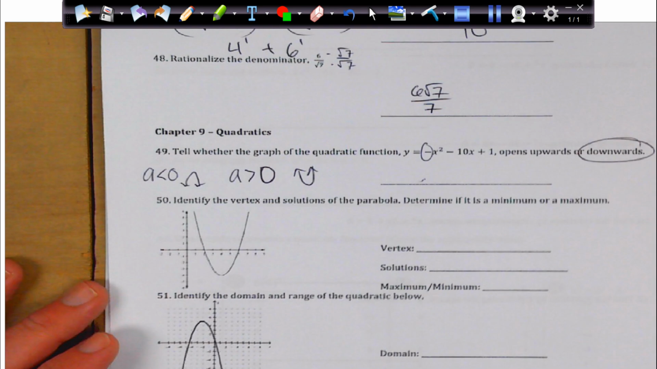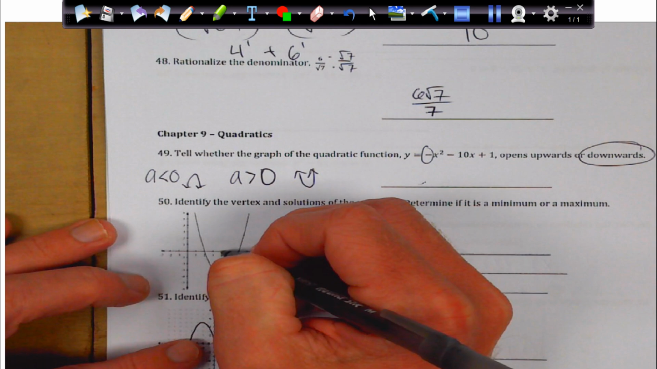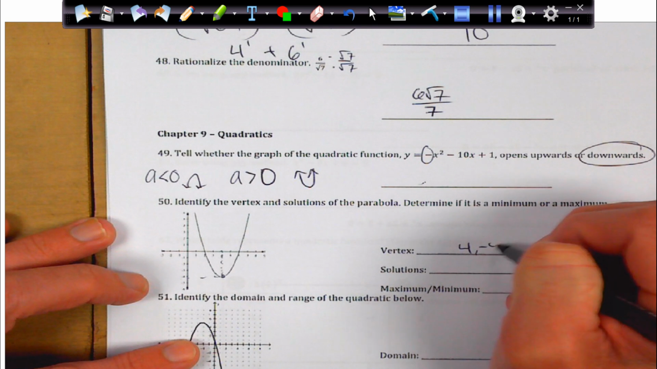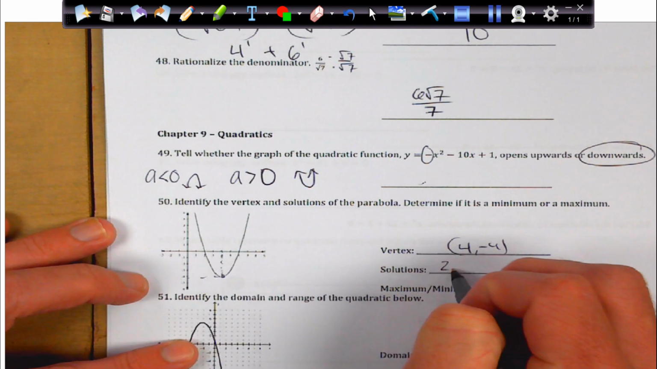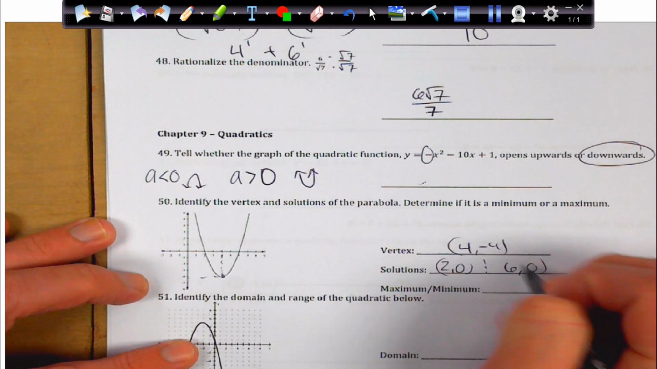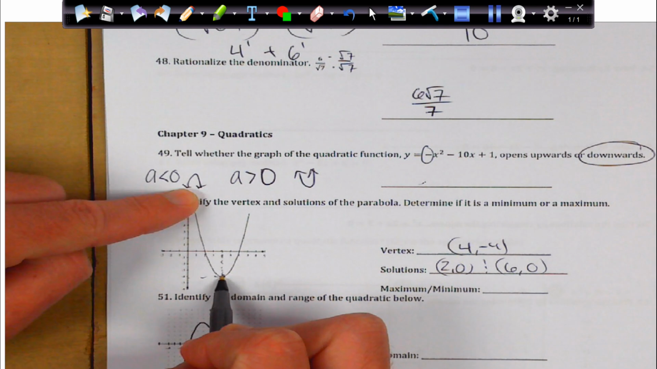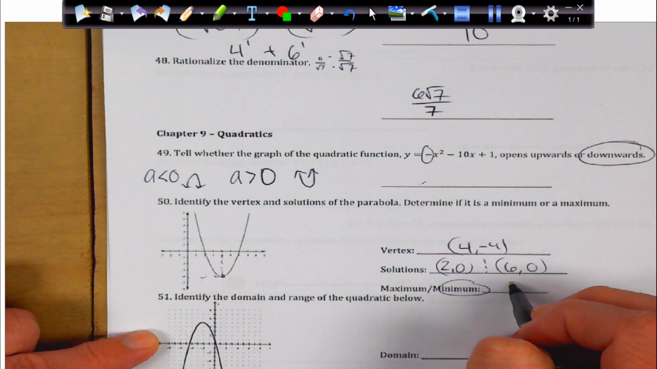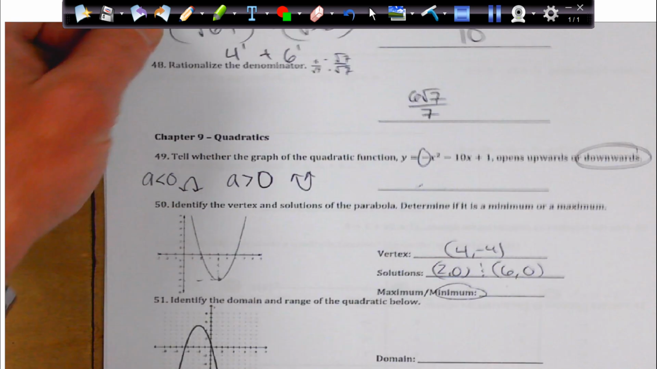Identify the vertex and solutions of the parabola. So the vertex is at, looks like, 4 and negative 4. The solutions are my x-intercepts, so that looks like it's at 2, 0, and that's going to be 6, 0. And is it a maximum or minimum? Well, this is not going to have a maximum. It goes on forever, so this is going to have a minimum, and it's at negative 4, but it just asks for the minimum.